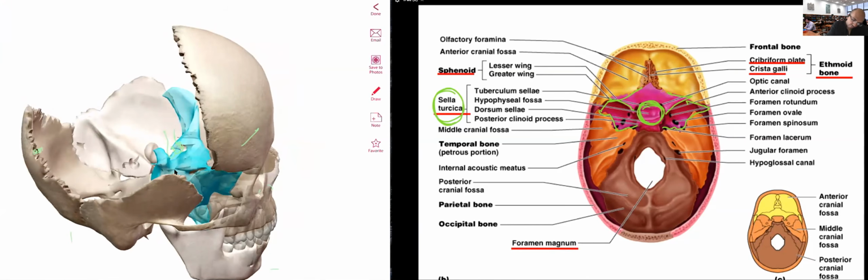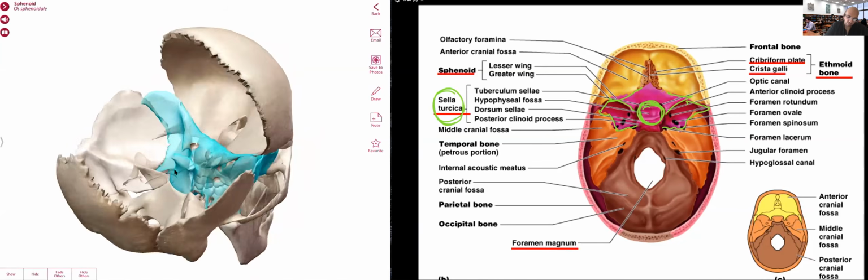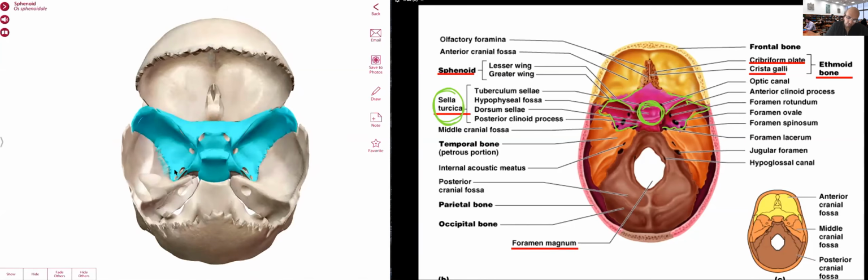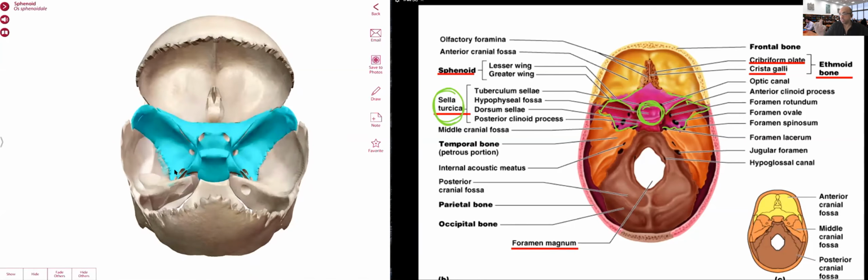Inside this depression of my sella turcica. All right, so again, what is the function of the sella turcica? It holds a gland hanging down from the brain. This is my pituitary gland.